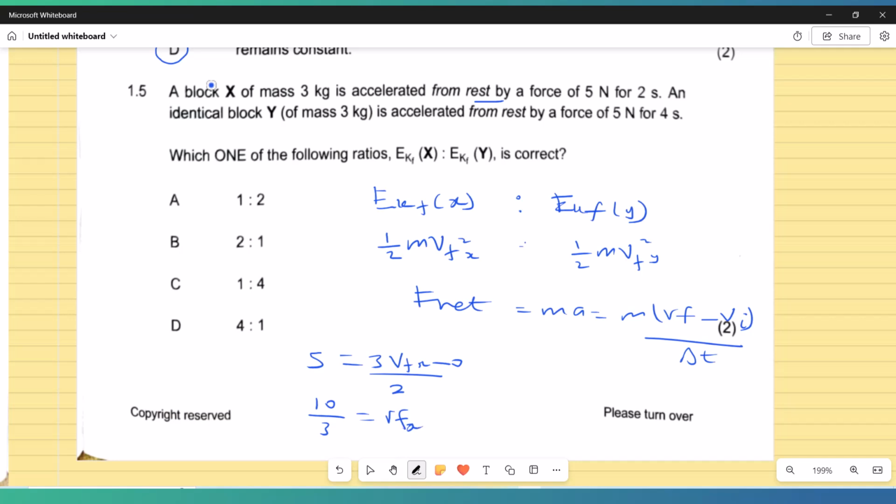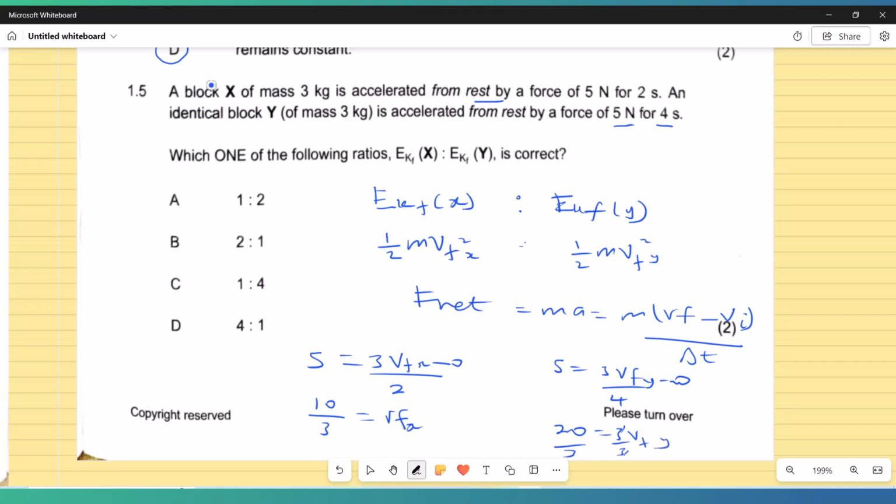In the same way, on this side, remember the force is the same, it is still 5, but the time is 4 seconds. So F net, 5, equals the mass, which is the same, 3, times V final for Y minus 0 because it's from rest as well, divided by 4 seconds. So 4 times 5 is 20, equals 3 V final, not squared, sorry, so divided by 3. The difference is in the V final.